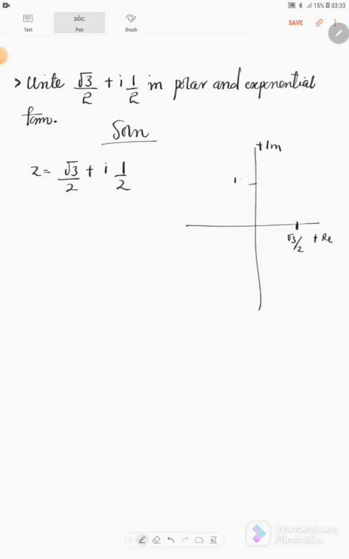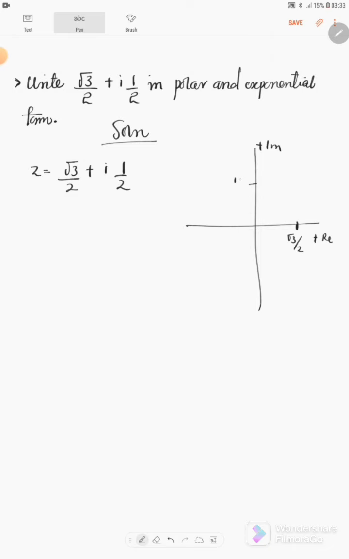Theta is given by arctan, or tan inverse, of b over a. That's 1 over 2 over root 3 over 2. Let's use our calculator. We can solve that as tan inverse of 1 over 2 over root 3 over 2. Solving this, the answer gives us 30.